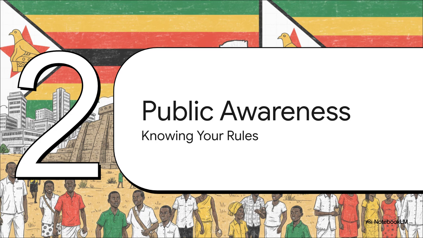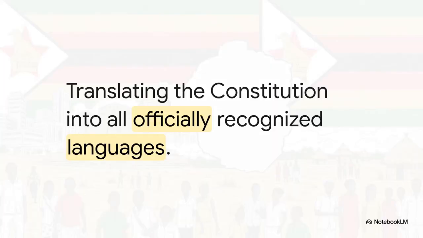Finally, let's look at Section 7, public awareness, or simply spreading the word and knowing your rules. It's the government's strict duty to promote this rulebook. They literally have to spread the word everywhere and translate the Constitution into all 16 languages so everyone can understand it. You have a total right to read your rights in your very own mother tongue.